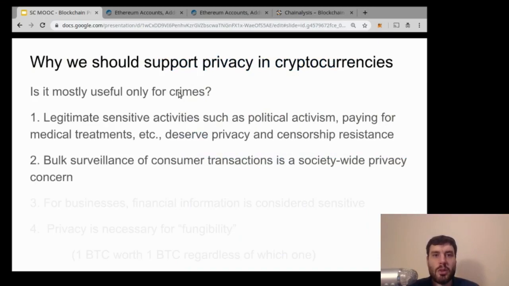Another reason to be concerned about privacy, or to want privacy in cryptocurrencies, is that it's fairly well understood now that bulk surveillance of consumer data is essentially a society-wide problem, because it leads to making people easier to target for phishing attacks, easier to target for social engineering. It can also contribute to people being vulnerable to discrimination. We don't want everyone in our society to have massive records that are available to bad guys or to people that would take advantage of them. It essentially makes people weaker to have all of their information available in ways that we don't want it to be.